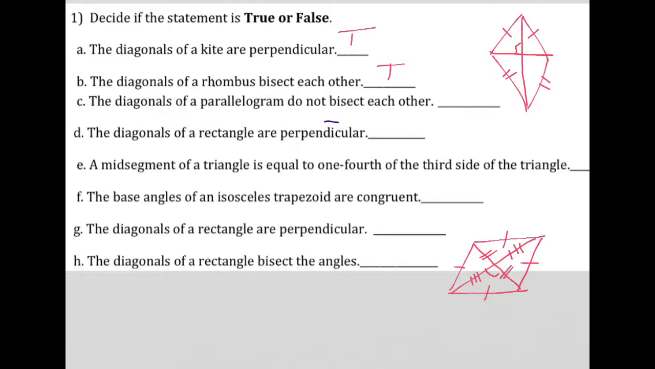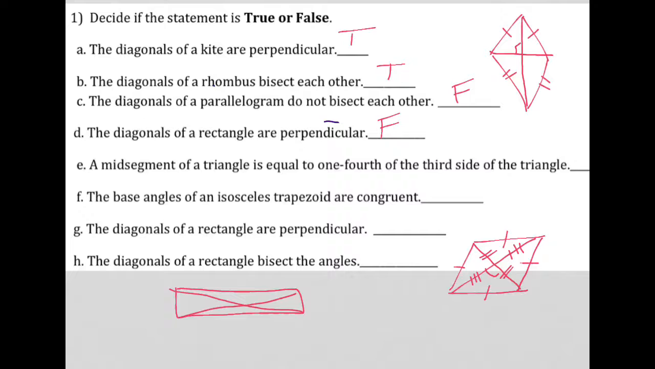And then C, the diagonals of a parallelogram do not bisect each other, but that's false because they do bisect each other. D, diagonals of a rectangle are perpendicular. Absolutely not true. Try yourself a little diagram. Draw a long skinny rectangle like this and look at that. Do those look perpendicular? No, they don't.